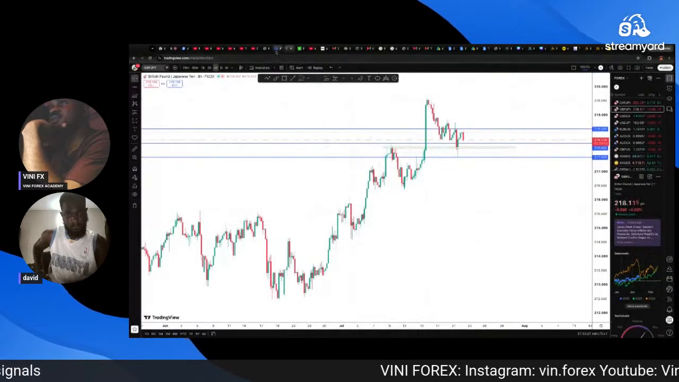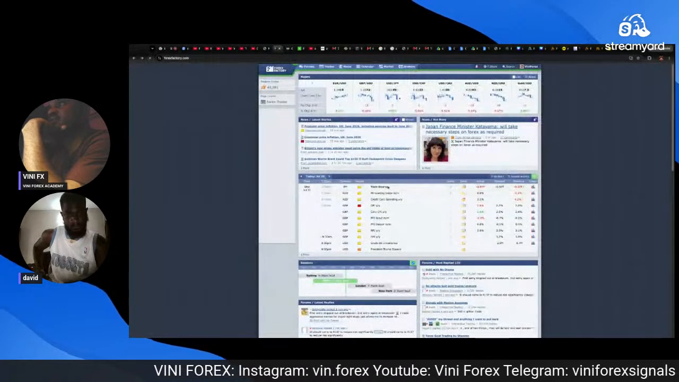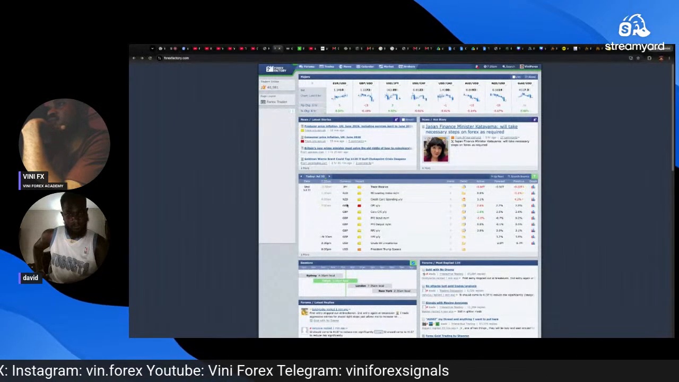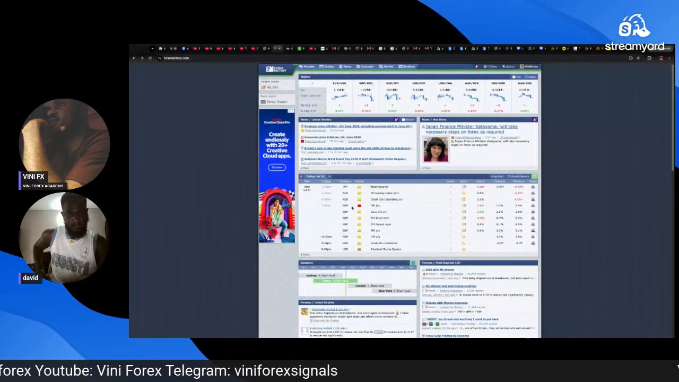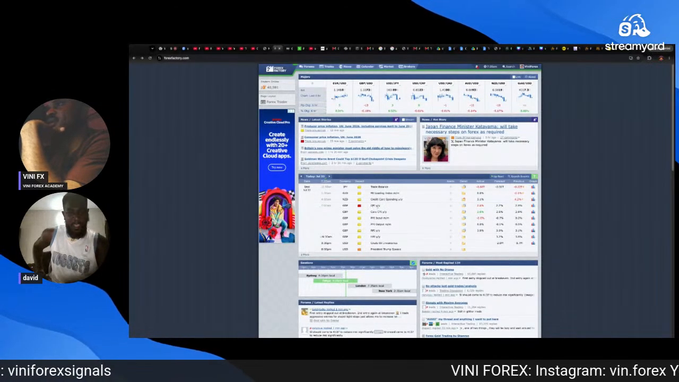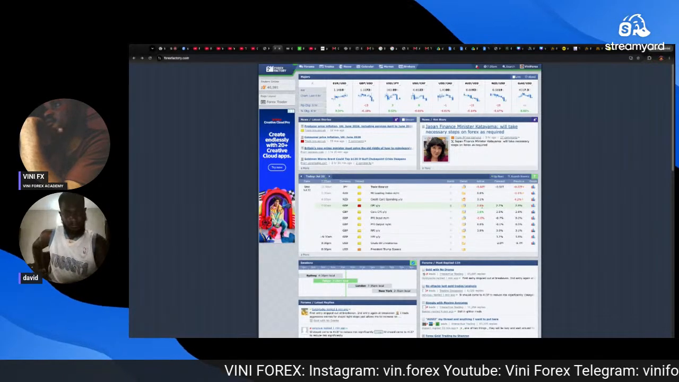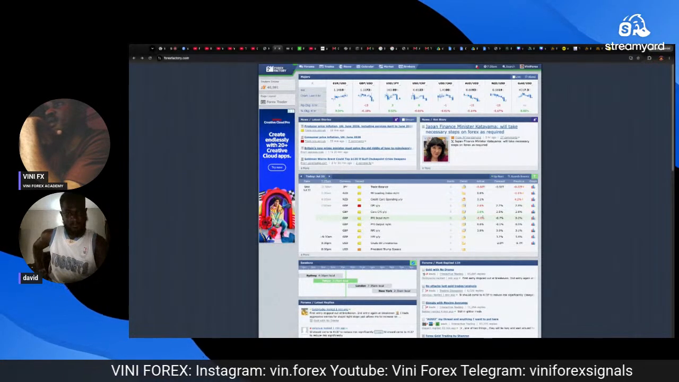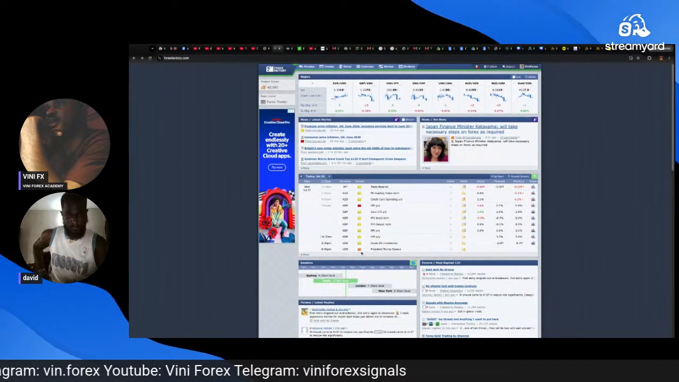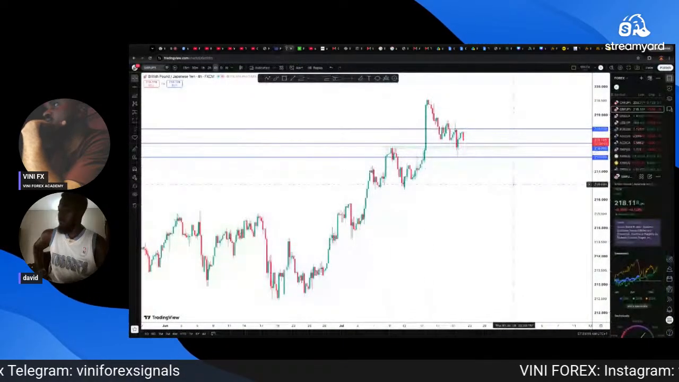Let me check the news first. I've not checked the news today. The news on GBP happened at 7 o'clock. You see the Consumer Price Index year over year, and they say the GBP is weak. GBP is weak as of this news. Okay, GBP is weak. So that's it.